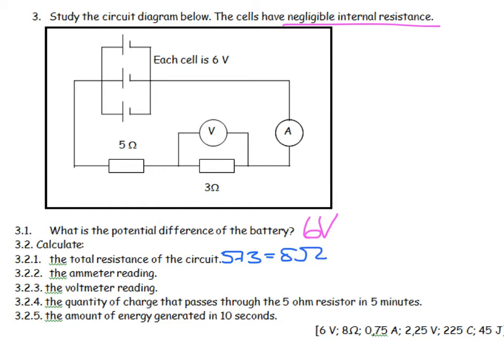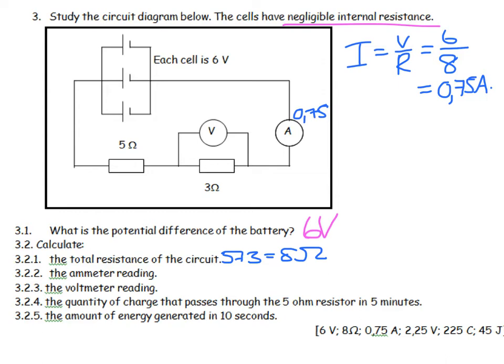What is the ammeter reading? Well, my ammeter reading, I is equal to V divided by R. What V? The whole circuit divided by the resistance of the whole circuit. And I land up with 0.75 amps.